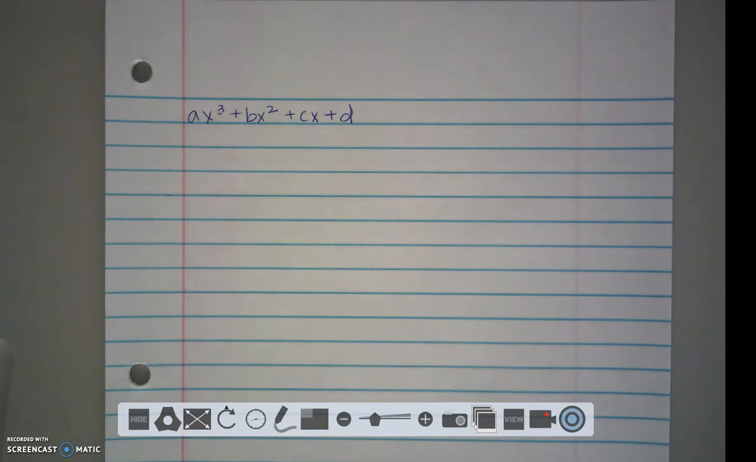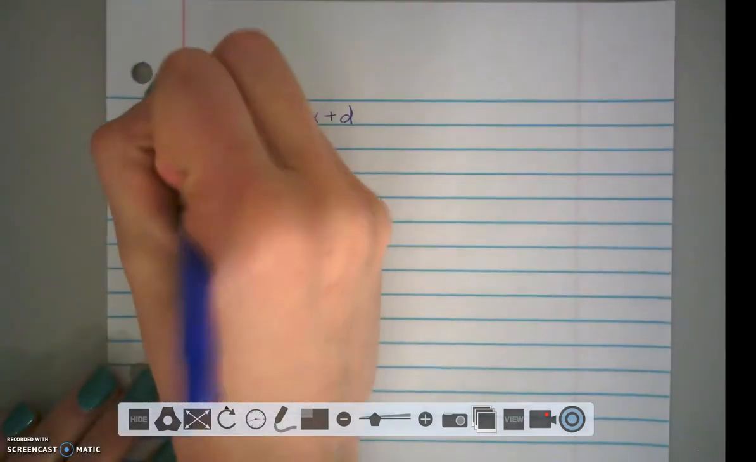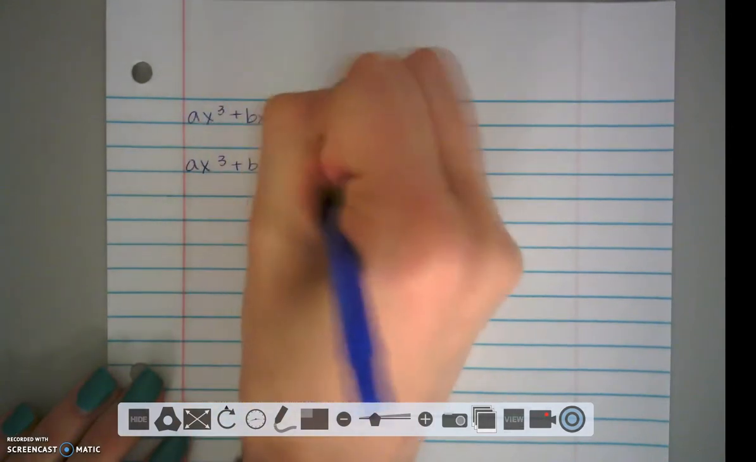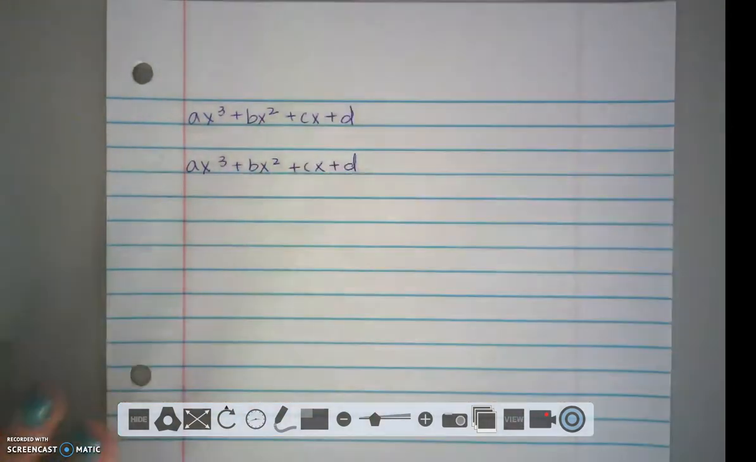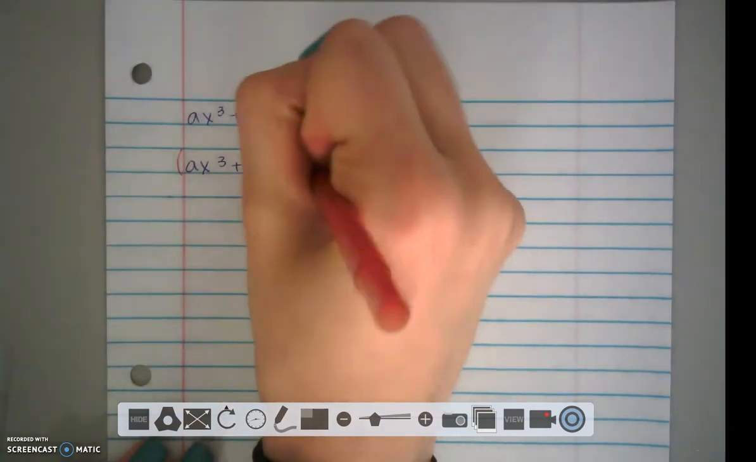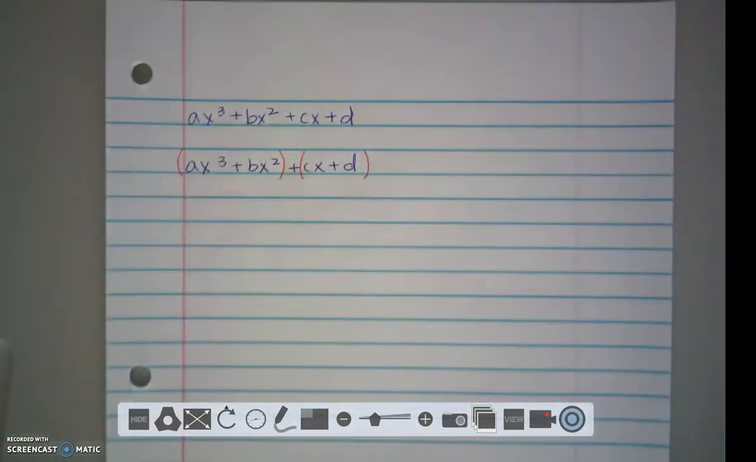We're going to factor it by a method called grouping. When we use the grouping method, we're going to group the first 2 terms and the last 2 terms together and factor those separately, just as such.